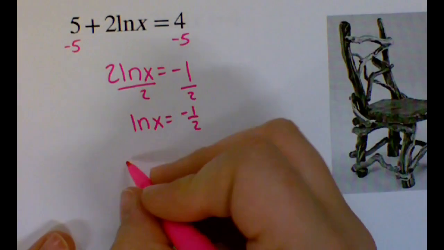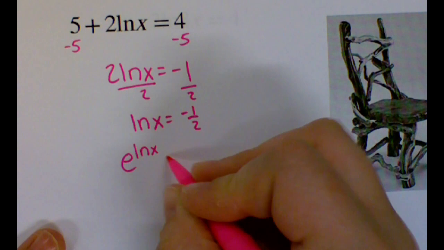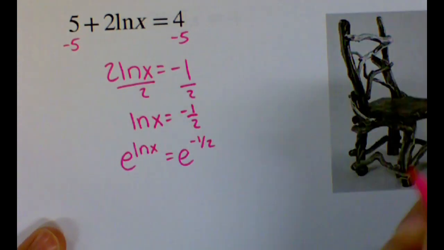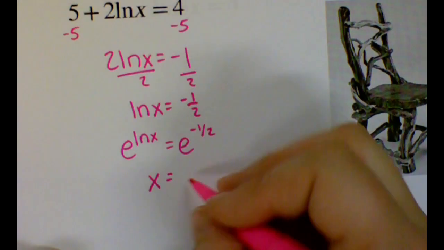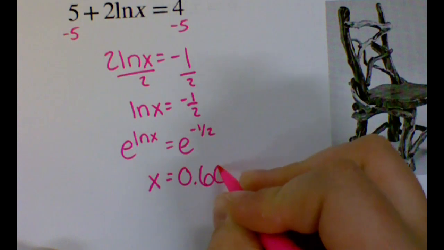And then we make it a power. E to the natural log of x equals e to the negative 1/2. X equals e to the negative 1/2 power, which according to my calculator is 0.607.